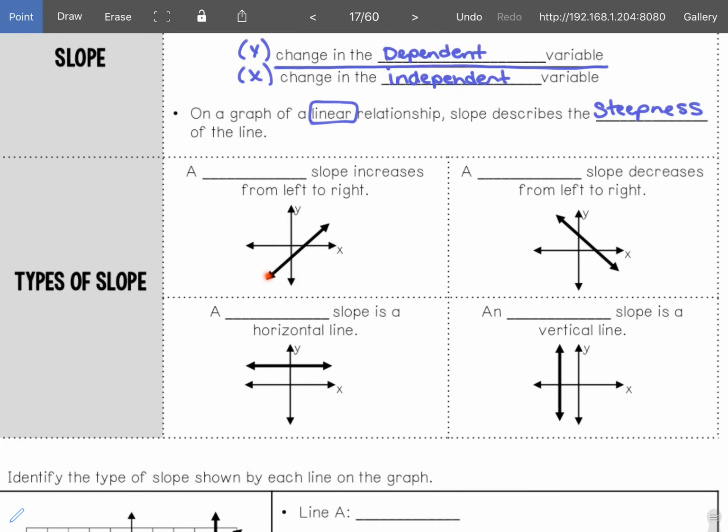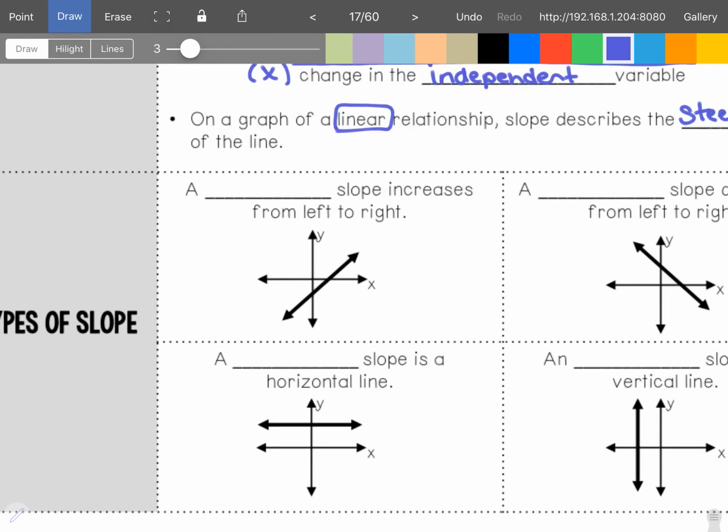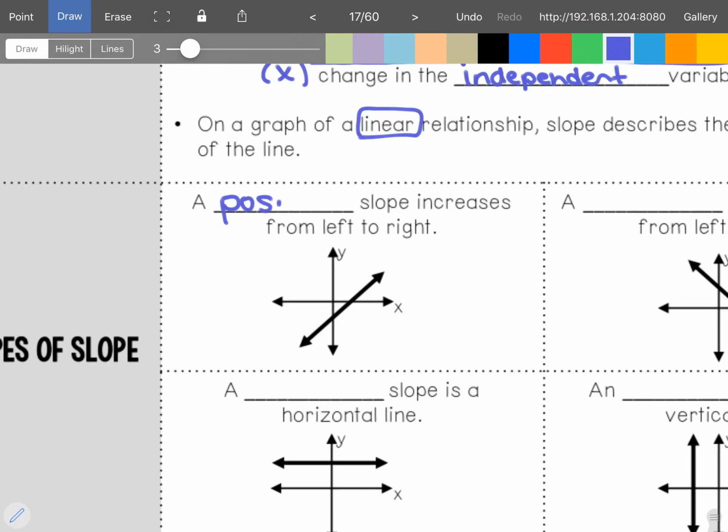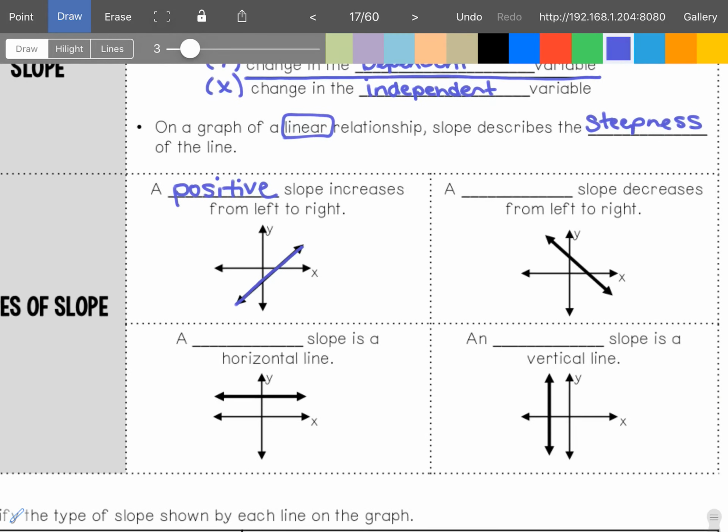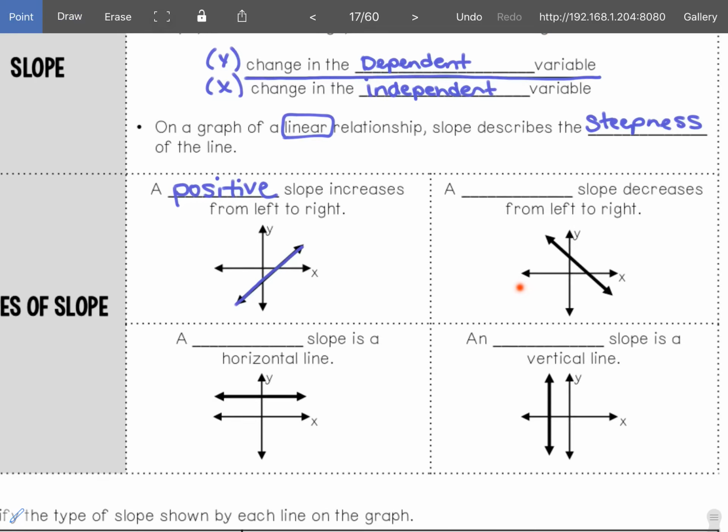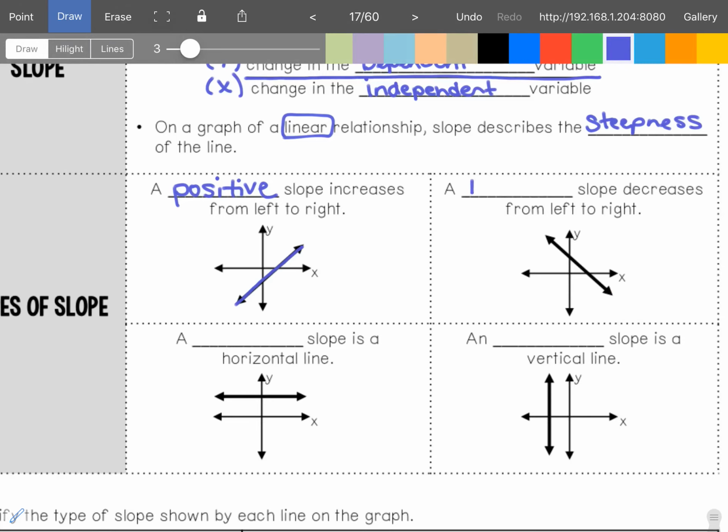So here's our line that we're looking at, and we always read from left to right. So we always have to start over on this side. Our line is right here on the side, and it is going up. So therefore, that would be a positive slope. It increases from left to right. When the opposite is happening, again, starting over here on the left, there's the line. This line is going down. So that would be a negative slope because it is decreasing from left to right.